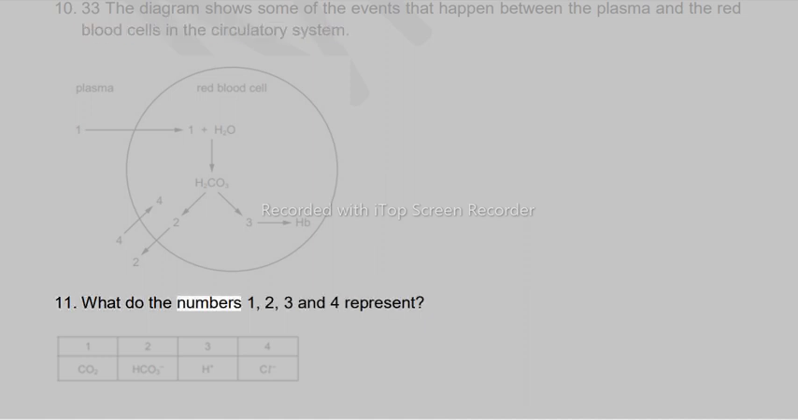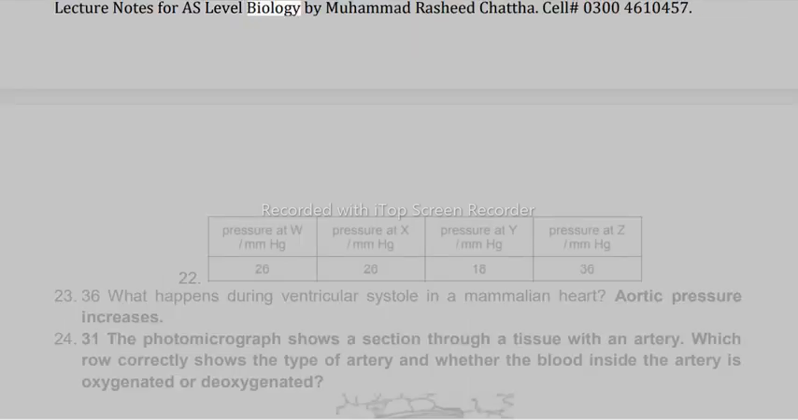11. What do the numbers 1, 2, 3, and 4 represent? Lecture notes for AS Level Biology by Mohammad Rashid Chattha.